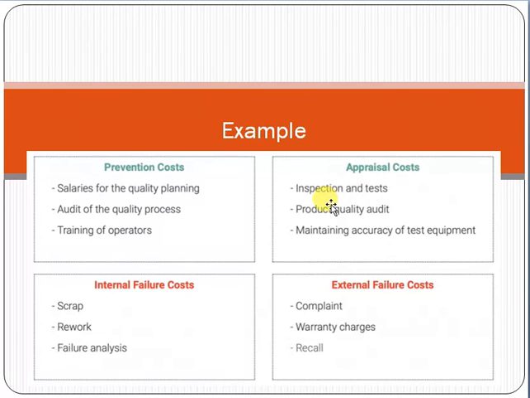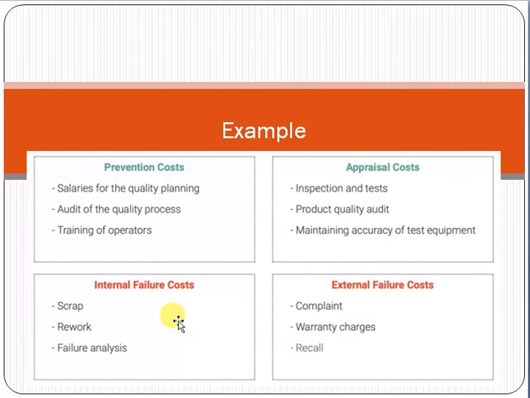Appraisal cost, friend, is similar to the inspection cost. We are referring to inspection and testing, product quality audits, maintaining accuracy of test equipment. So this is called the appraisal cost, or you can say the inspection cost. Please remember that appraisal cost is a synonym for inspection cost.